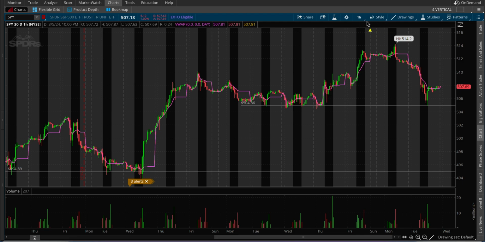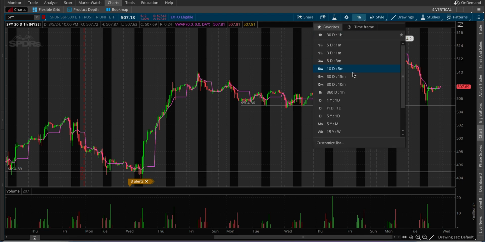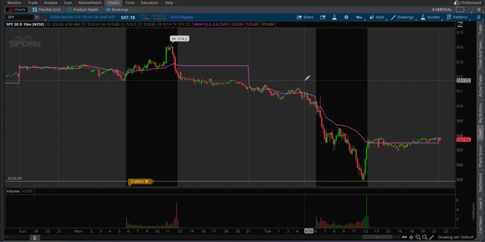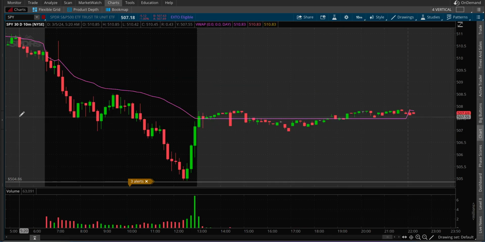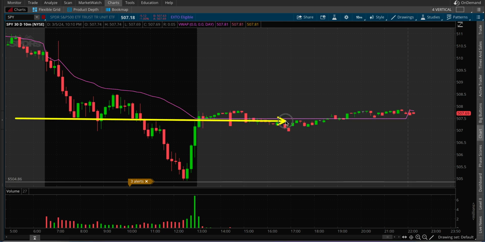So let's go back and zoom into the 10-minute chart, since we know that as soon as price action slips below this support area that we drew at 507.5, as soon as it breaks below, technical comes back, tests this level, but cannot break above, and it starts sliding below.